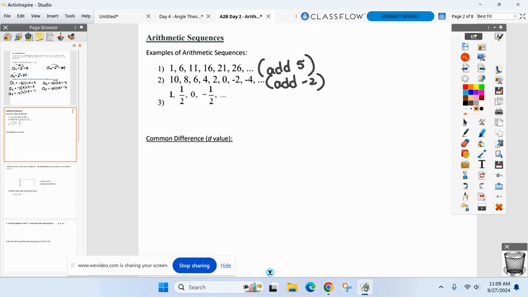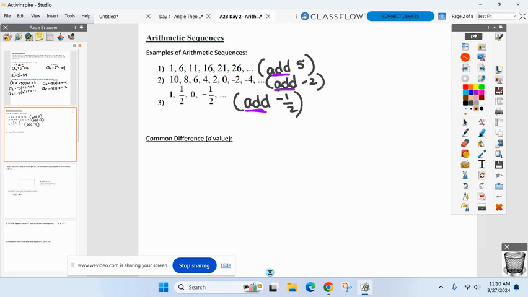How about the next sequence? Add negative 1/2. I'm subtracting 1/2, which would be the same as adding negative 1/2. All right. You see a theme? All adding. You always add the same number every time. So if a sequence is going to be arithmetic, you add the same number every time.